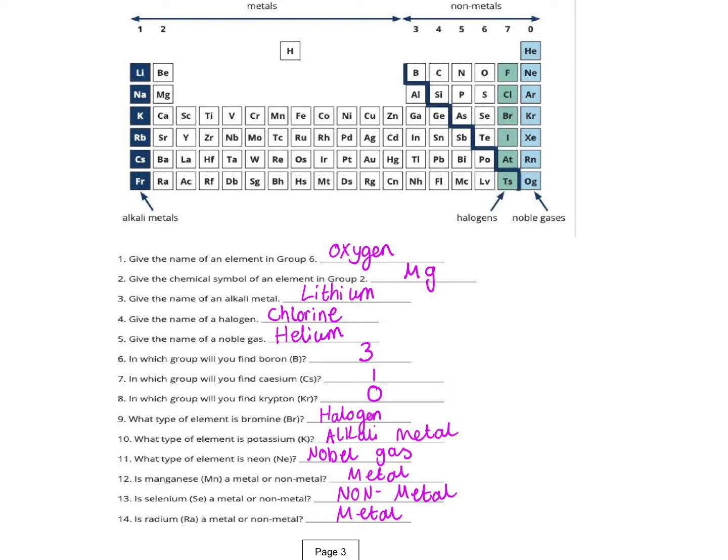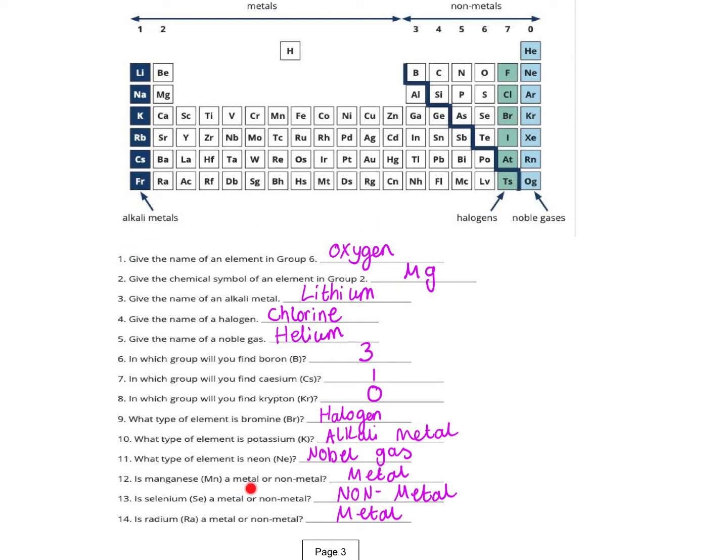In which group would you find boron? And they said it was a B, okay? So it's group 3 at the top there. In which group would you find caesium? Group 1. Krypton, group 0 or group 8. What type of element is bromine? It's over here. It's a halogen. Potassium is an alkali metal. Neon is a noble gas. So it was helping you label them there.